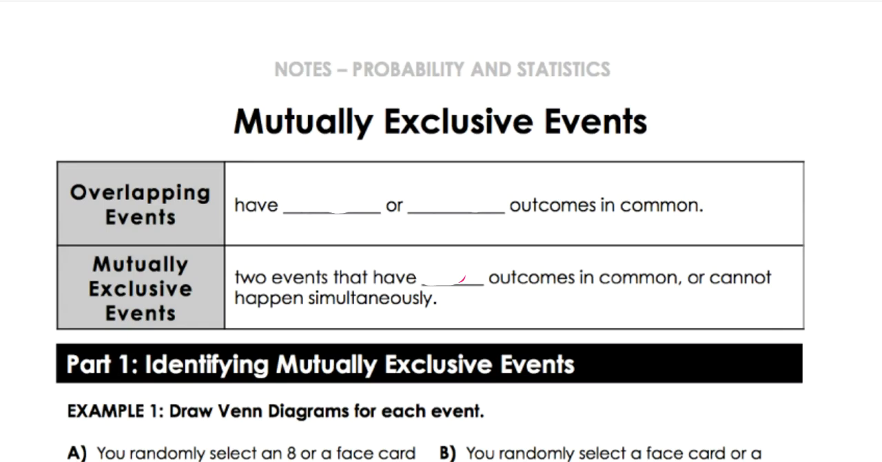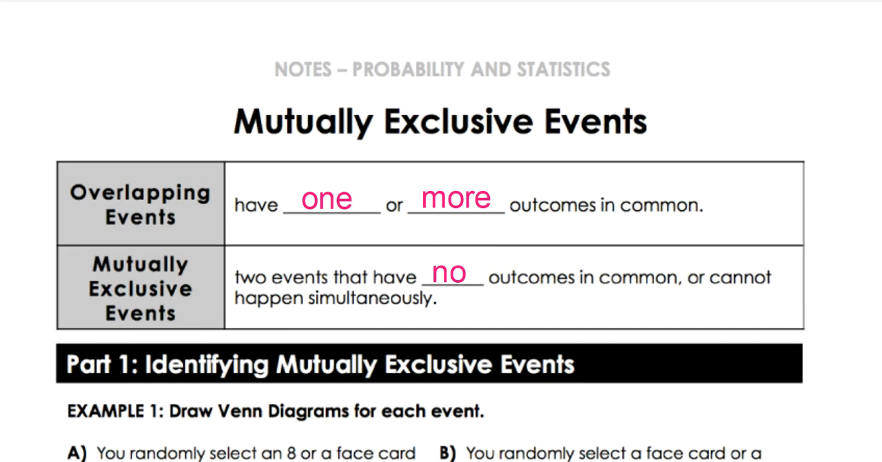In today's lesson, we're going to be looking at two different kinds of events. The first one is overlapping events, where we have one or more possible outcomes in common. So when two events happen, they have something in common, some overlap that's going on. Kind of the opposite of that is mutually exclusive events. Mutually exclusive events are two events that have no outcomes in common, or they can't happen at the same time.